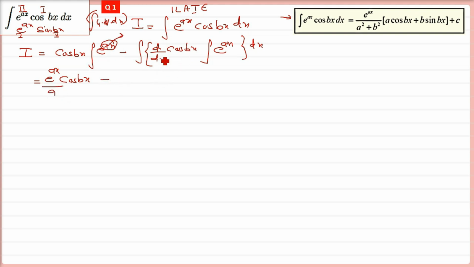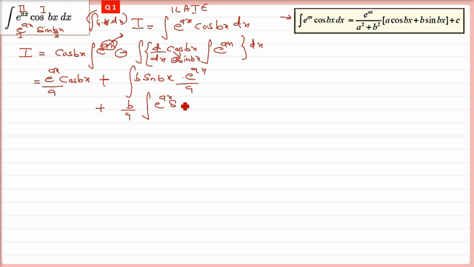Now cos bx will be what? It will be negative sin bx. Remember, you are differentiating here. So minus minus, I'm making it plus here itself. So minus sin bx, cos bx will be negative sin bx, and then bx will also be differentiated. That will give you b. And what about the integration of e raise ax? It will be e raise ax by a. So we need to integrate it again. Let me add b also. So this has to be integrated again because it is inside an integral sign.